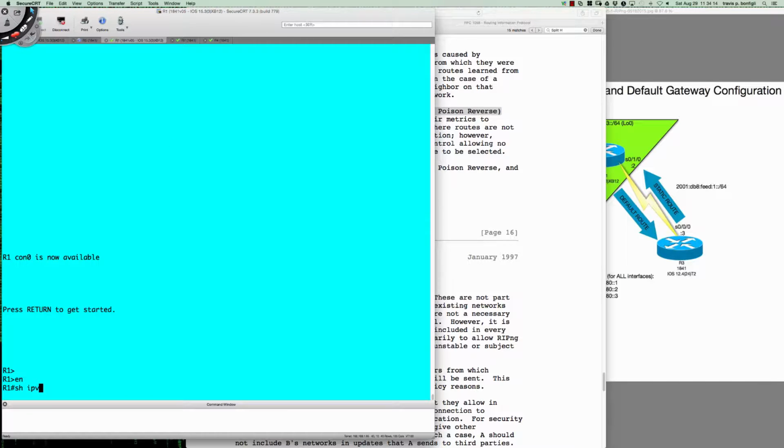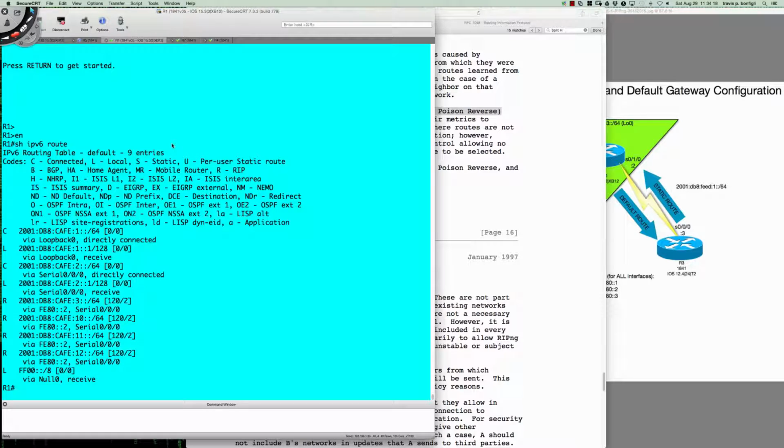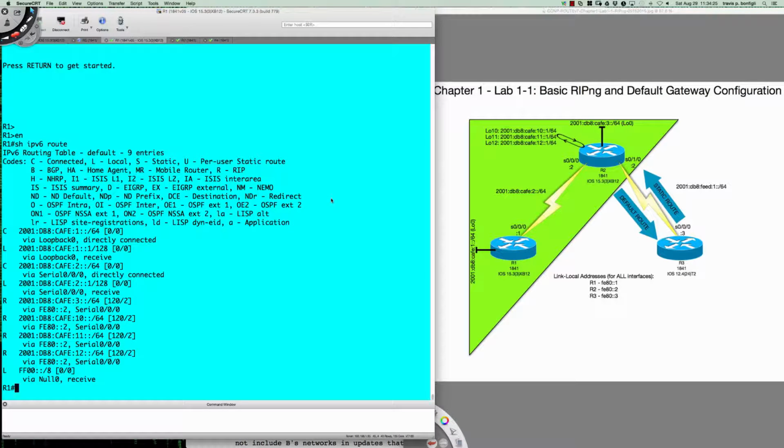So if I say show IPv6 route, and I'm on router 1, we're going to see those same 4 RIP routes that we saw before. We're catching, and let me pull this guy up here so we can cross-reference. So we've got the loopback interface on router 2, which is simulating the gigabit 0/0 interface from the actual lab. We've got the 3 loopback addresses, loopback 10, 11, and 12, and we're learning all of those, and that's great.